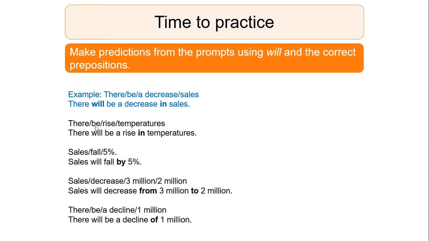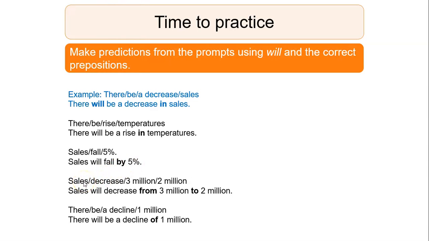Okay, let's check together. So the first one, there be rise temperatures. So there will be a rise in temperatures. So we have the noun, a rise, preposition in, and then another noun, temperatures. Sales fall 5%. Sales will fall by 5%. The verb will fall, then by, and then a figure, 5%.